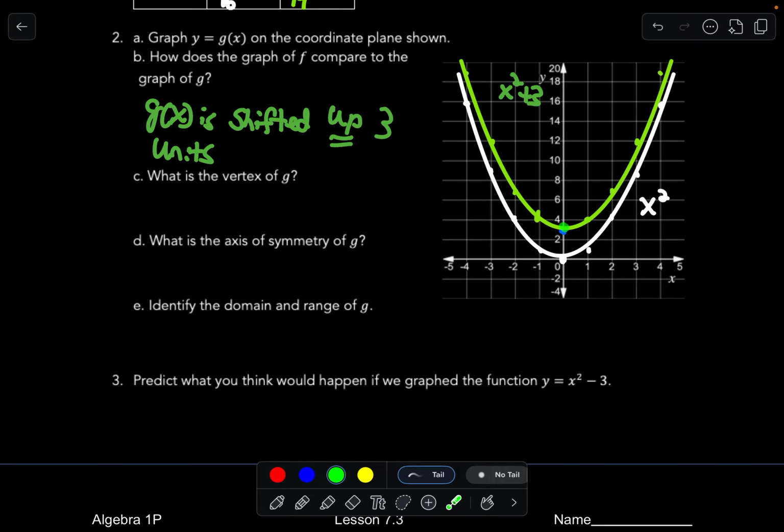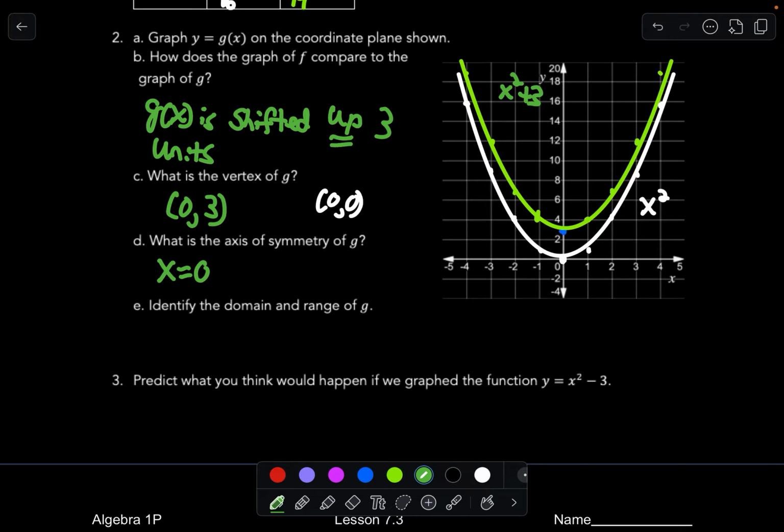So the trick is to always find that vertex location. What is the vertex? I'm glad you asked. 0, 3, as compared to the white of 0, 0. Notice the y value shifted up 3 units. What is the axis of symmetry of g? Well, the axis of symmetry is just x equals 0, because it's the x value of the vertex.